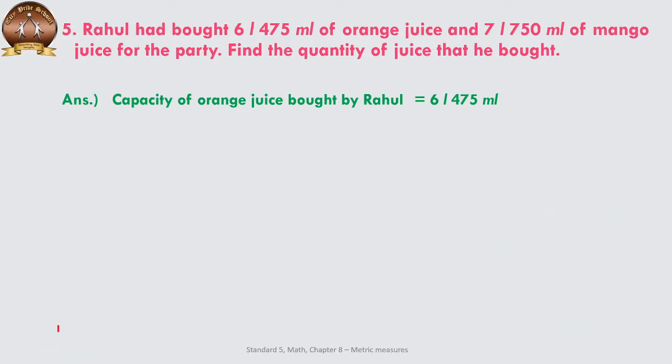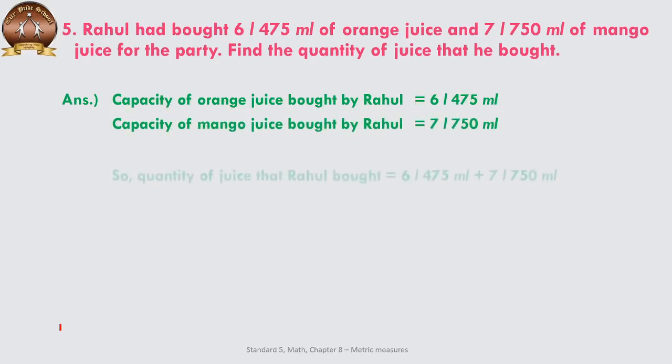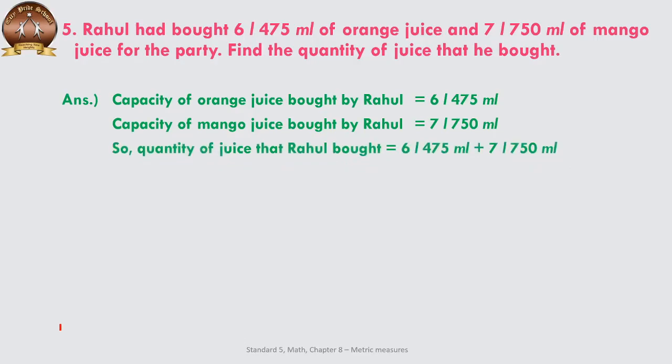Okay, so capacity of orange juice bought by Rahul was 6 liters 475 milliliter. Similarly, capacity of mango juice bought by Rahul was 7 liters 750 milliliter. So the quantity of juice that Rahul bought together was addition of both. Simple addition, liter and milliliter separated, below that the numbers written in separated form, and then simple addition we have to perform. So after performing the operation of addition, we get the answer as 14 liters and 225 milliliters.